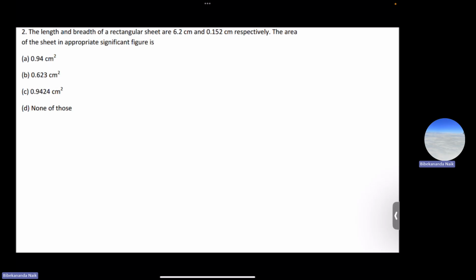Question number 2 says, the length and breadth of a rectangular sheet are 6.2 centimeter and 0.152 centimeter respectively. The area of the sheet in appropriate significant figure is. Options are: option A 0.94 centimeter square, option B 0.623 centimeter square, option C 0.9424 centimeter square, or option D none of these. So this problem is based on the concept of significant figures. Here we have two values. One is length and another is breadth.